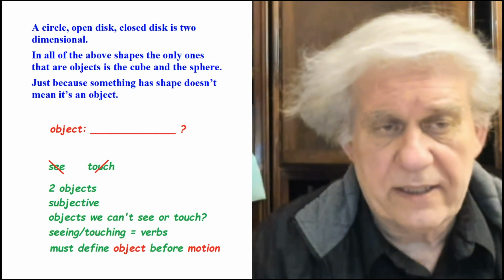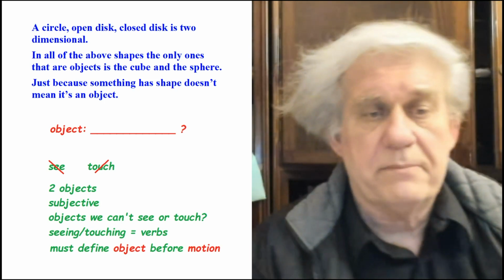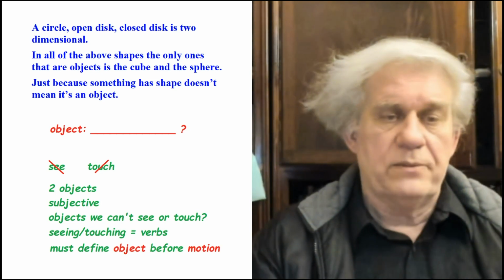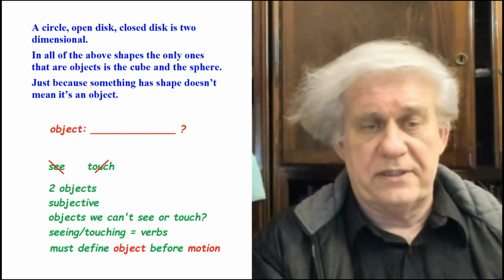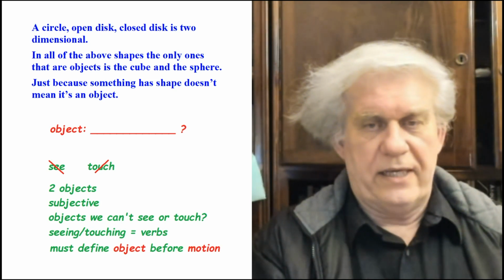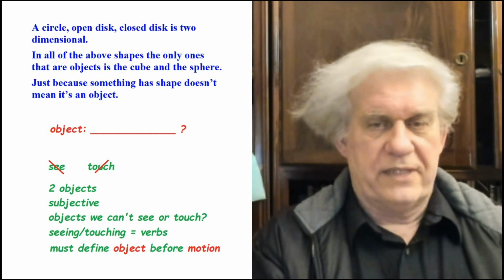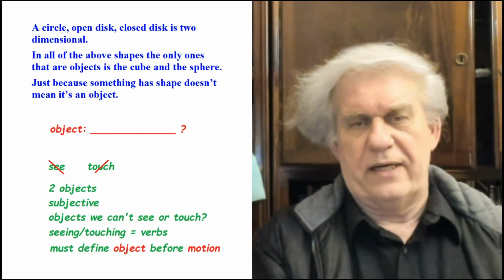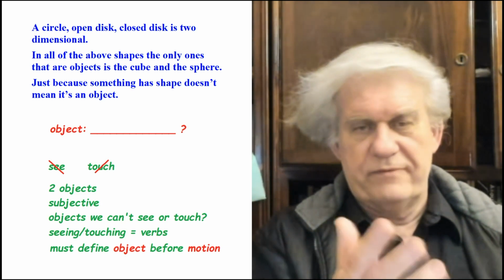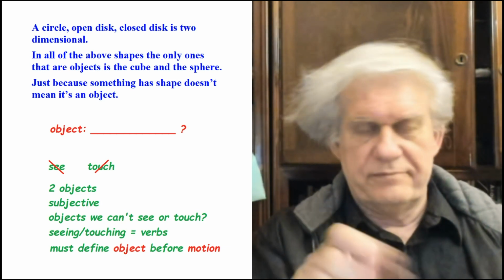So he says, just because something has shape doesn't mean it's an object. Well, for that you've got to define the word object, and hopefully you will not use the see-touch criteria anymore, because it's indefensible. And here are very quick reasons why. A couple of them. This is a back-of-the-napkin kind of thing.